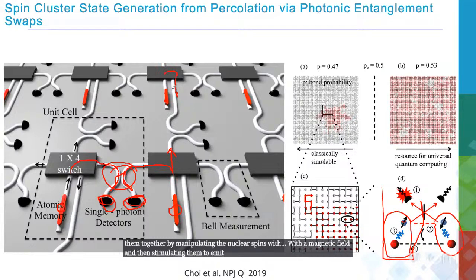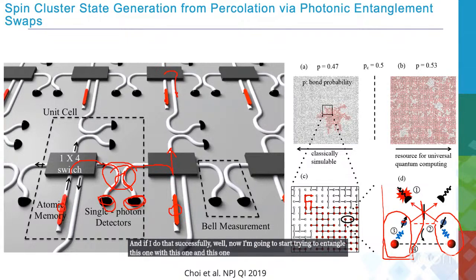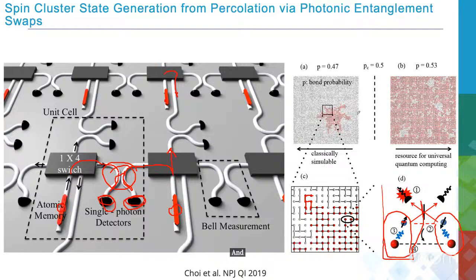So again, it gets a little bit complex at that point, but there's an operation I can do to now entangle the three nuclear spins together. Okay. And if I do that successfully, well, now I'm going to start trying to entangle this one with this one, and this one with this one, or that one down there. And that's how I'm going to build up this cluster state.